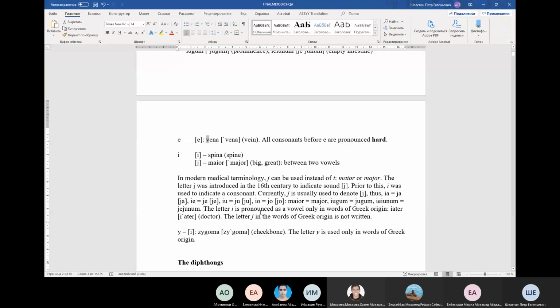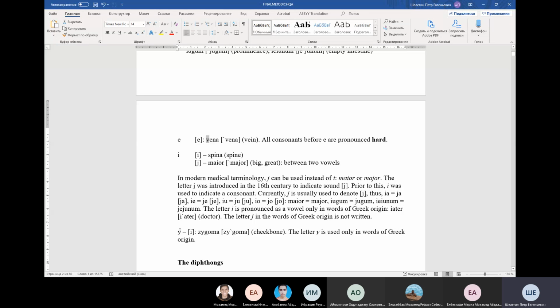And you should know also that the letter yot is not used in the words of Greek origin. So whenever you see the yot in the word, you can surely tell that the text it is presented in must be the text of Latin origin. Sometimes you will be required to know the origin of the text.